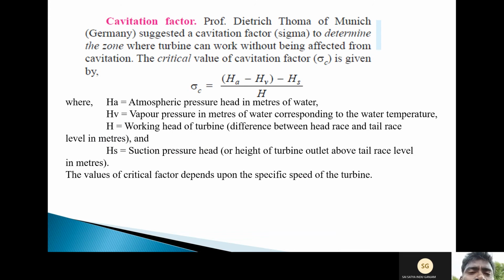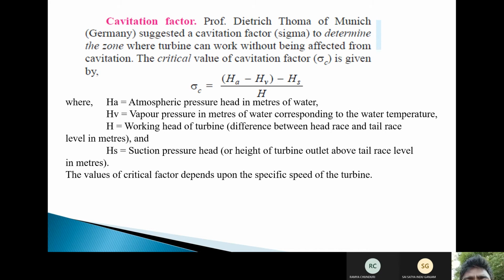Next, cavitation factor. This is the most important topic in cavitation factor. In cavitation factor, sigma c equals (Ha minus Hv minus Hs) by H. This equation is most important too, where Ha is the atmospheric pressure head in meters of water. Hv is the vapor pressure in meters of water corresponding to the water temperature. Next, H equals the working head of the turbine.